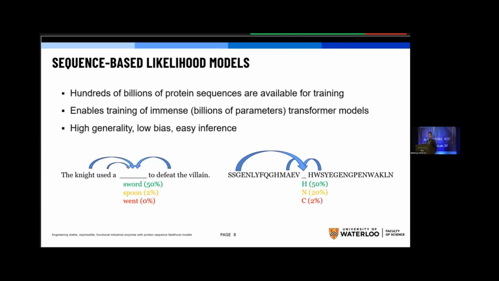And if we extend this analogy, there are hundreds of billions of protein sequences that we can use to train these types of models. And so even though this is not very rich information in terms of just the sequence, we have so many examples that we can very effectively explore what the natural looking domain of sequences are, and train very complex transformer models with high generality and easy inference with just knowing the sequence of your protein.